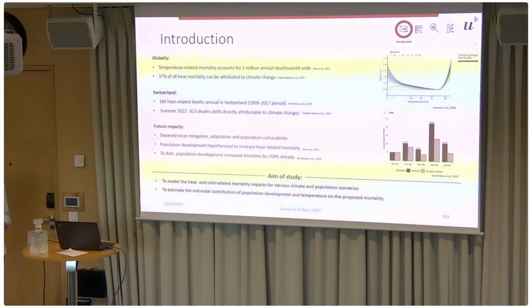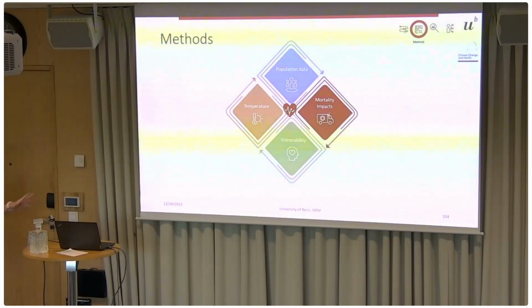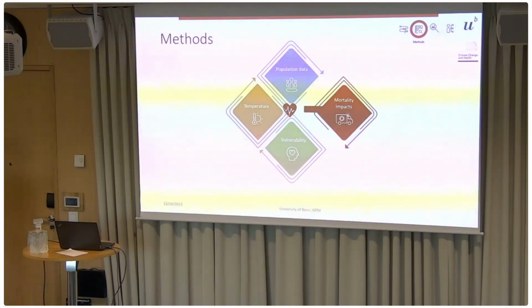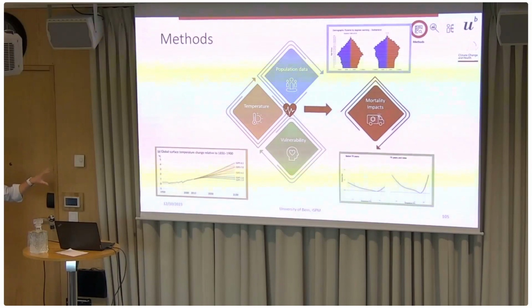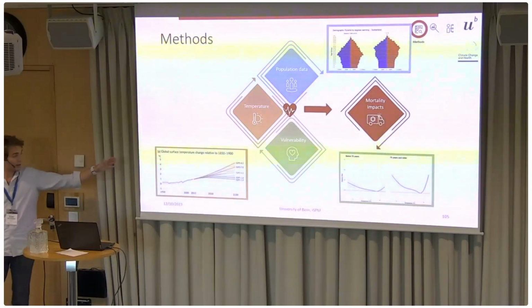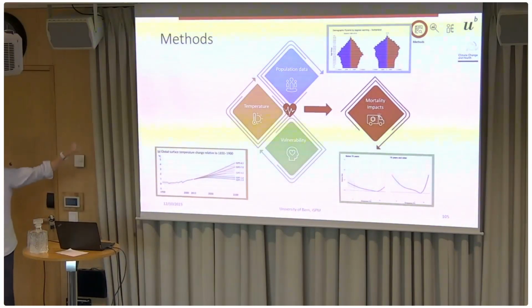So here we aim to model the heat and cold-related mortality impacts for various climate change scenarios and SSPs, and to estimate the individual contribution of population development and the temperature towards the overall mortality. So when we think of mortality impacts, of course, we think of the classic climate framework, where we look into temperature. So we use different RCPs, and we combine this with population data. And we use also various population data, various scenarios.